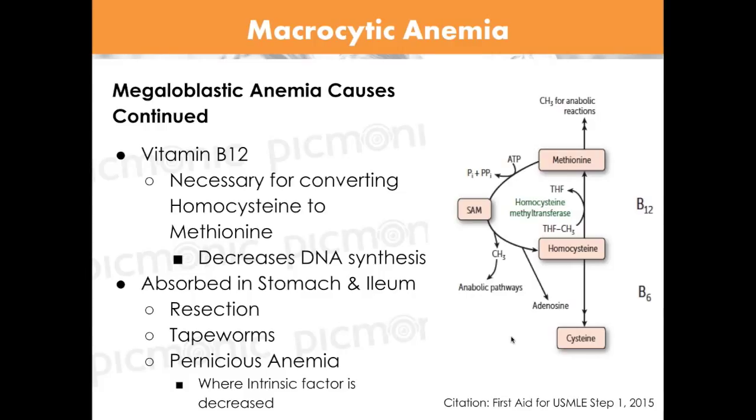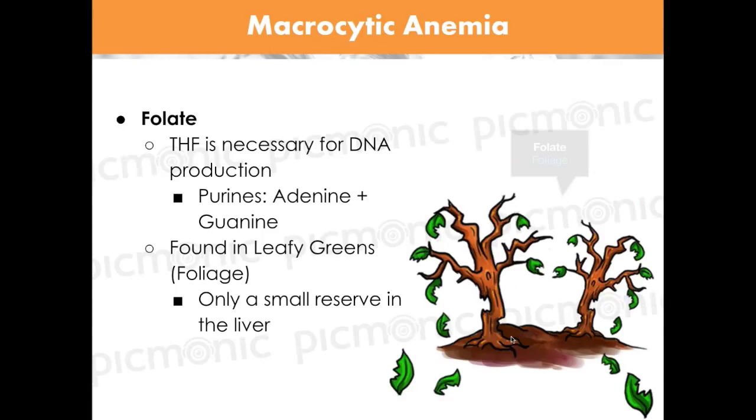Okay, so let's talk about B12. B12 is necessary for converting homocysteine to methionine. If you can't do it, you have decreased DNA synthesis. Okay, another one is that B12 is absorbed in the stomach and ileum. So people who have some kind of bypass surgery, some kind of resection due to a cancer or Crohn's disease, or people who have tapeworms, can have decreased absorption of B12, and they could have a megaloblastic macrocytic anemia. Another group of people have this thing called pernicious anemia, where they have decreased or absent intrinsic factor.